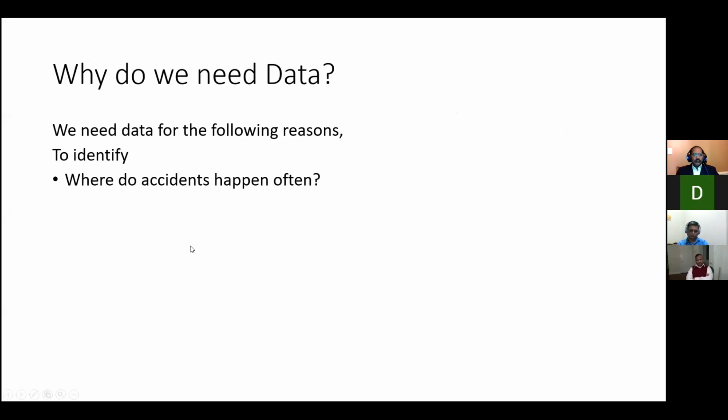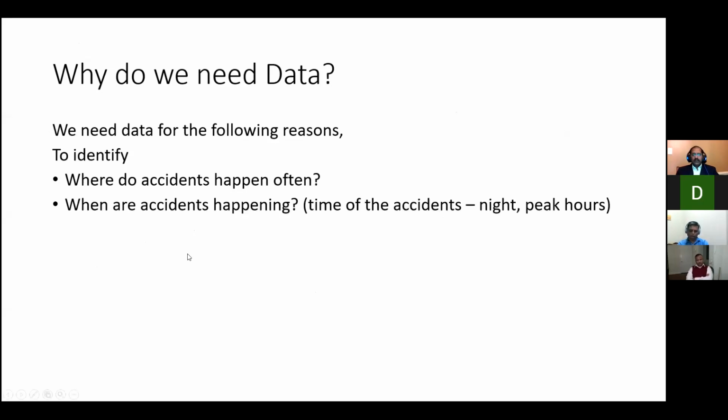For that, you need to find out where the accident happened and when it happened. One piece of data I found: do you know when the most accidents happened here? Saturday, early morning, 2 a.m. You know the reason? Friday is the weekend. On Friday they go to a party, they drink, and they leave the party at midnight. So most of it happens at 2 a.m. Saturday morning. So we know.